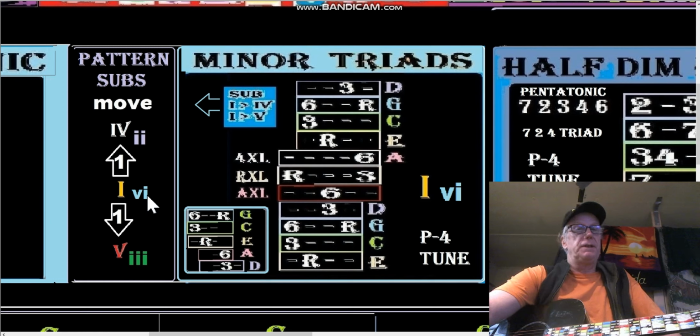Key of C would be A minor. Key of A would be F sharp minor. Key of D it'd be B minor. Key of F it'd be D minor.